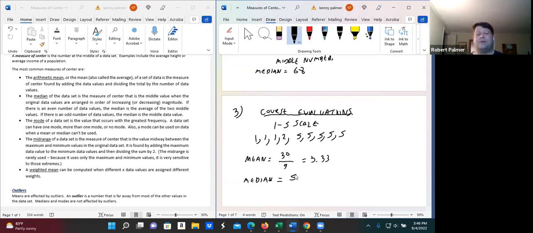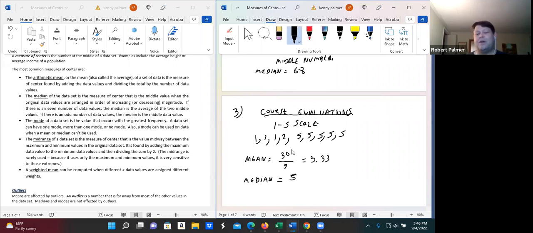So you ask yourself, which one gives a better representation of the middle of the data? Which gives you more information about the data? If you saw that your median was 5, you might think most everyone gave it a 5, which in this case is not true. In fact, on a course evaluation like this, or some other kind of evaluation on a scale like this, if over half the people give it the highest score, then that's going to be your median. Or if over half the people give it the lowest score, that would also be your median.